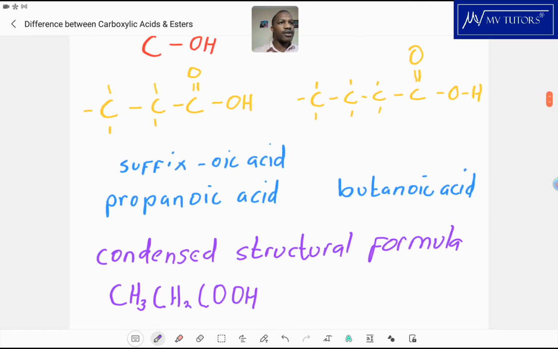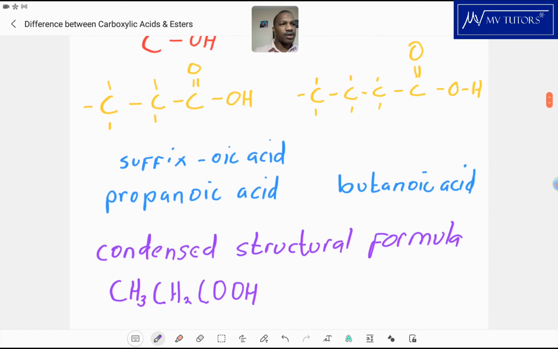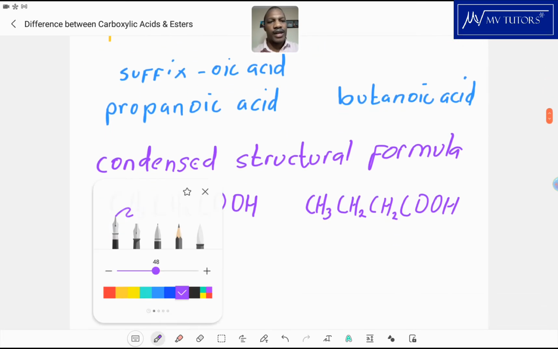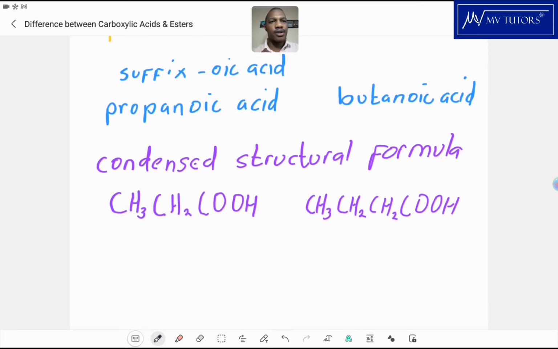Now we need to take a look at butanoic acid. The first C has 3 H's, the second one 2, the third one 2, and the fourth one has an O and an OH. That's how you do the condensed structural formula. And the last thing to discuss with this acid is the molecular formula.